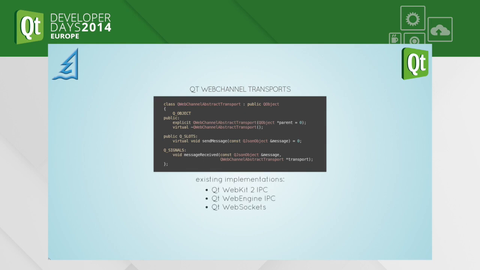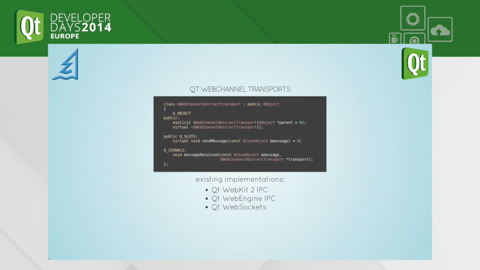So far, there are 3 existing implementations: the QWebKit 2 IPC, which is very efficient, similar to the Qt Web Engine IPC. Both of them you cannot access from the outside. You just use the web channel that is created by the web views, and it makes it highly efficient, and you don't need to do any custom setup code there whatsoever. If you want to use Qt WebSockets, that's also possible. The Qt WebChannel examples include code that shows how to use WebSockets here.